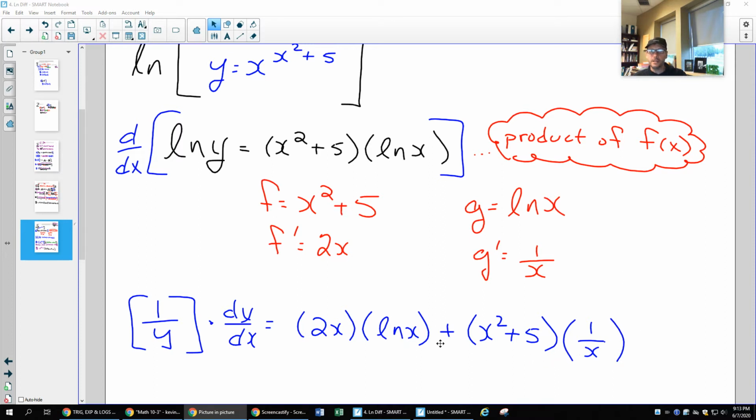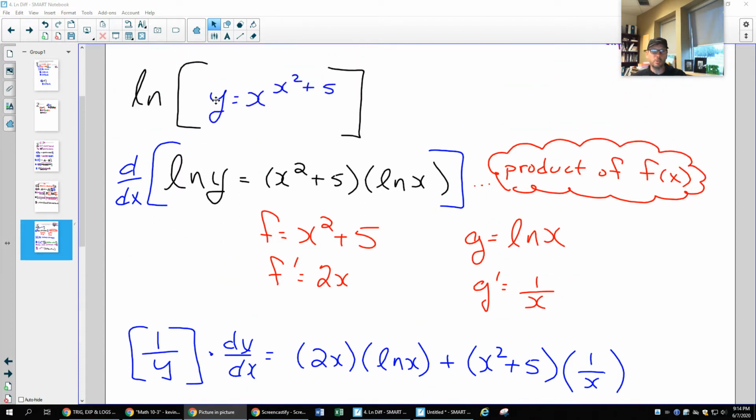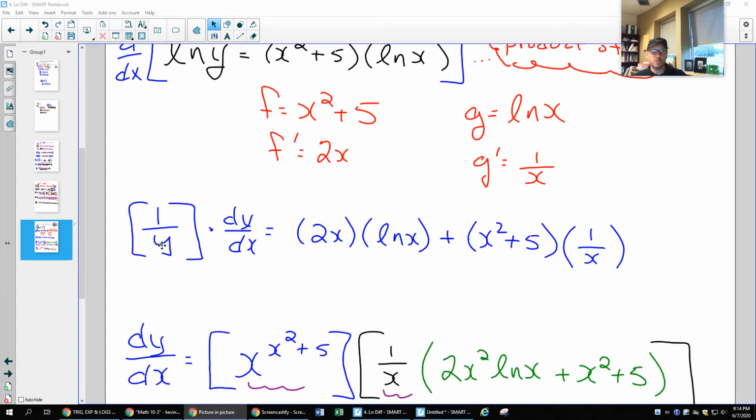We can see here now we're going to probably end up doing some nice mathematical simplification, and we're going to put the y back in as well. So like we showed on our previous examples, when you put the y value back in for cross multiplying, this y becomes x times x squared plus 5.